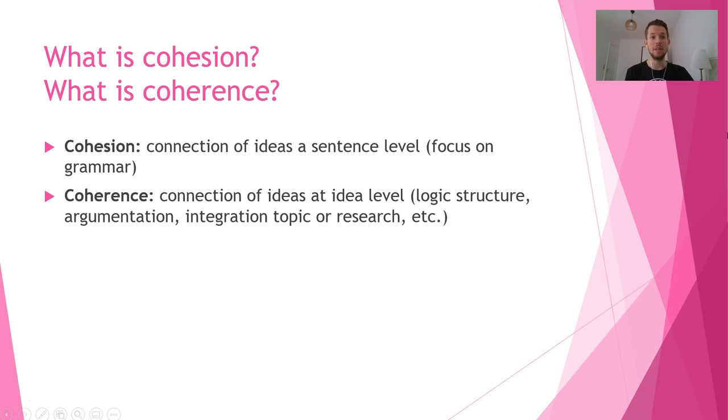Now, very broadly speaking, what is cohesion and what is coherency? Cohesion is about the connection of ideas at a sentence level, so focus on grammar mainly. So just to make sure that all sentences are grammatically correct, that they follow up in a grammatically correct way. So basically it focuses on the grammar and the syntax. Coherency is really about connecting the ideas of a paper, so that everything follows up logically on each other.